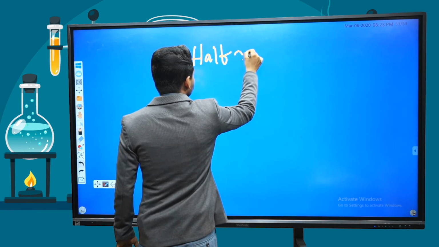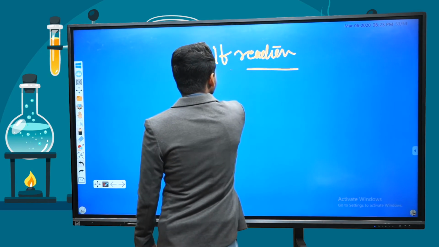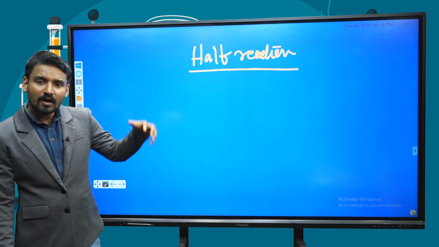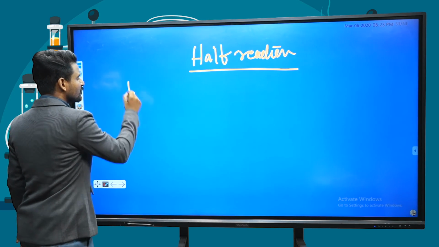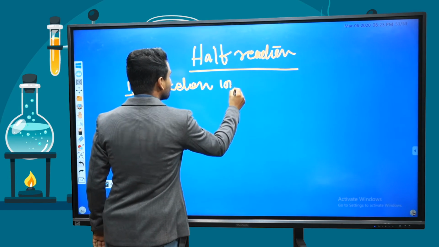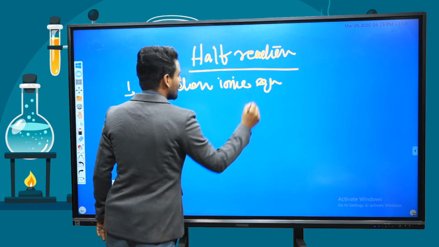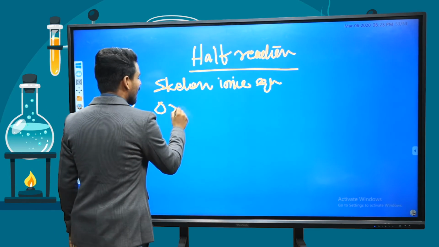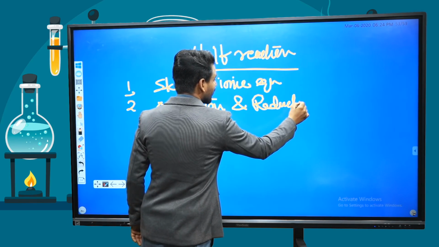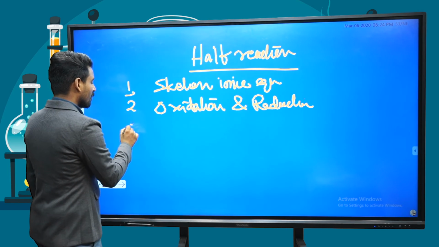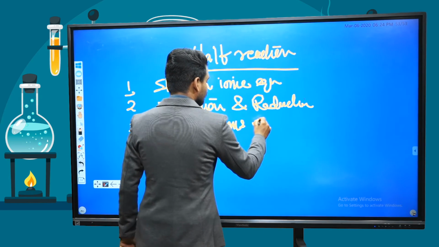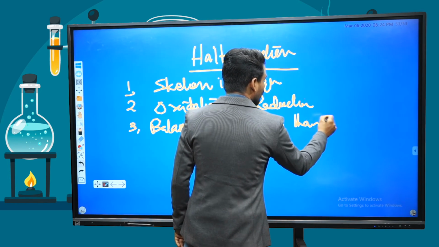Half reaction method. In this method, the strategy is different. This method is otherwise called the ion electron method. So these are the steps. The first one is that you should write the skeleton ionic equation. Then you should write oxidation and reduction in separate halves, and then balance atoms other than oxygen, that is the next step.